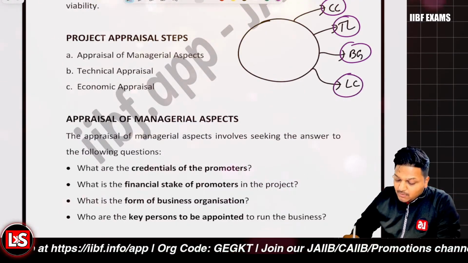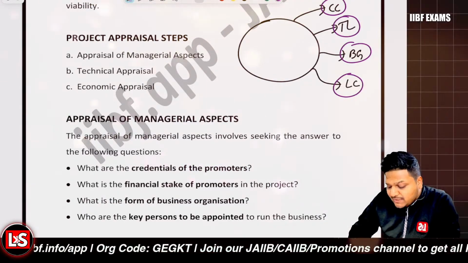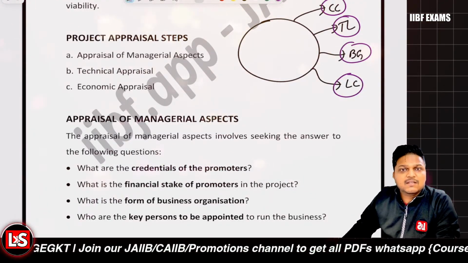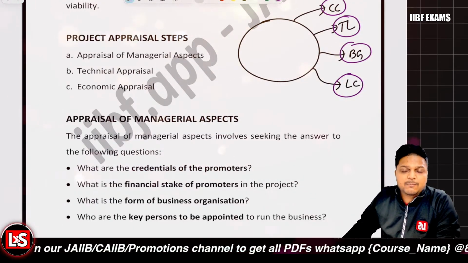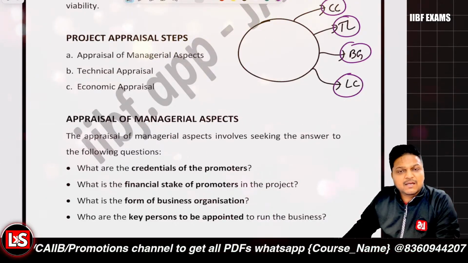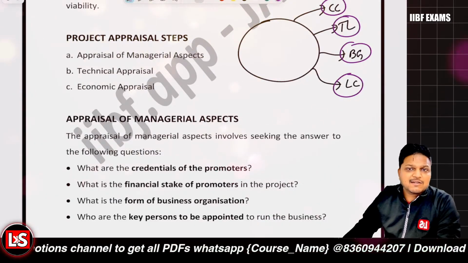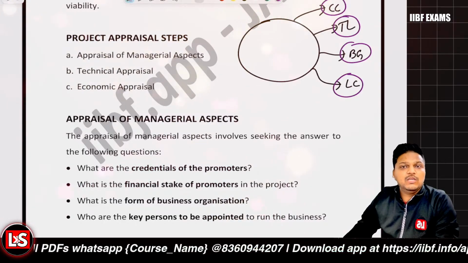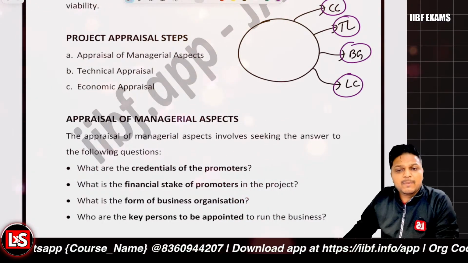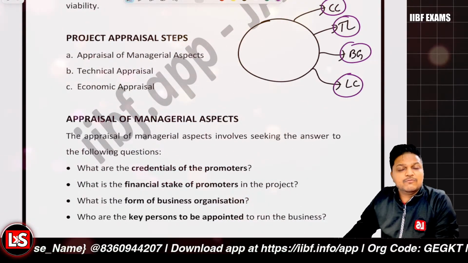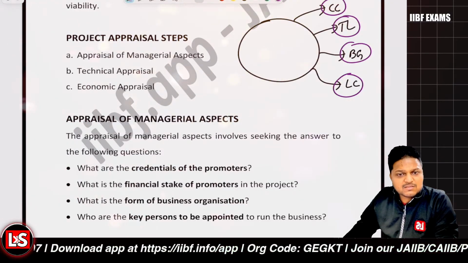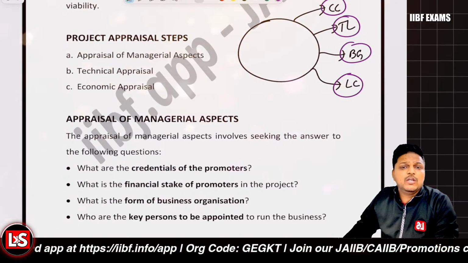That's the one part. But other than that, we also have to look into the technical feasibility of the project. Is this project technically feasible? Is the raw material available to them? Is a particular technical expertise available with them? Do they have the managerial capacity to deal with these things or not? All these things are to be looked into. Even the credentials of the promoters, or let's say what form of business organization it is, the KPIs, key persons, right? All these things are to be looked into.